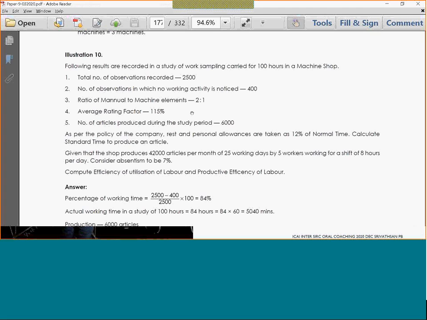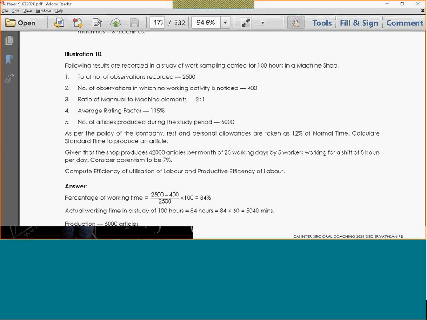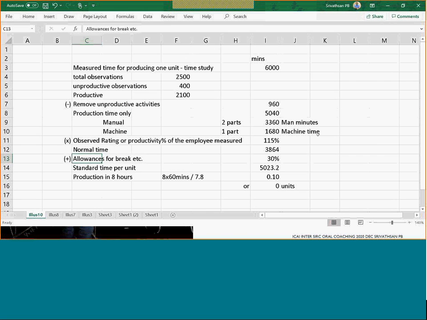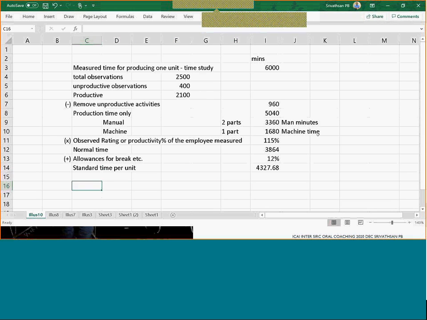They have given allowances as a percent of normal time. Thankfully, they have specifically mentioned 12% of normal time. This is normal time. Allows 12%. Add to 100%, 112%. It's not 8 hours.